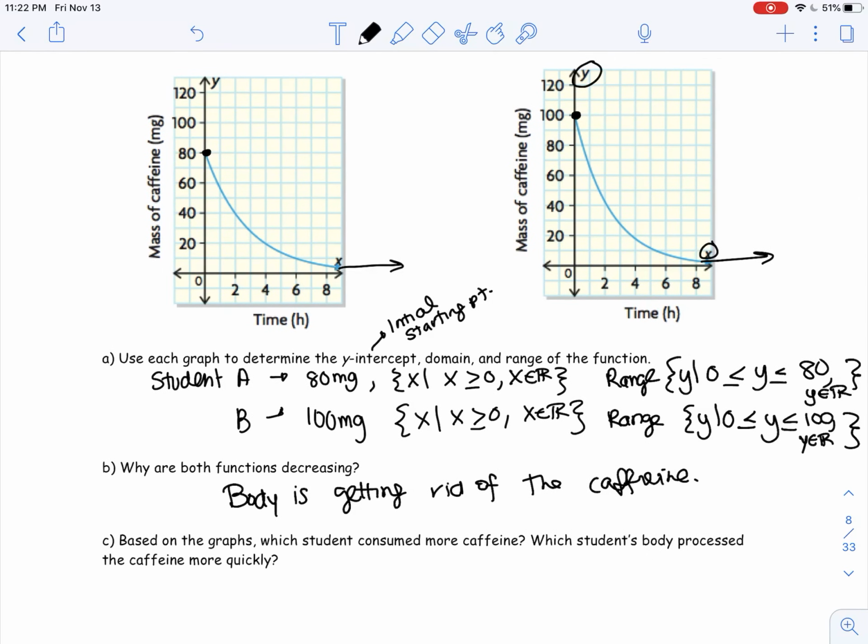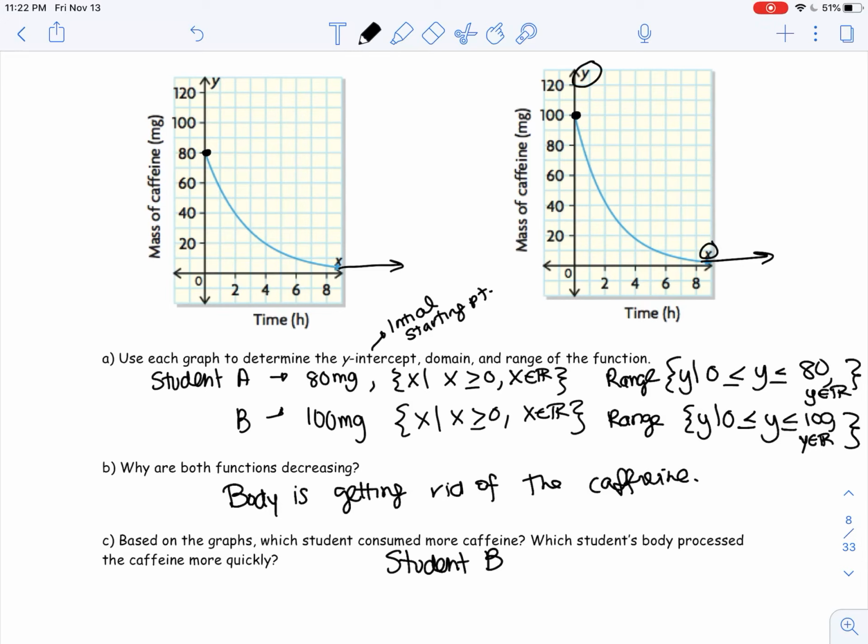Based on the graphs, which student consumed more caffeine? So who initially took in more caffeine? Well, if you look at it, the first student, student A, took in 80 milligrams versus student B took in 100 milligrams. So that means that student B would have more caffeine.